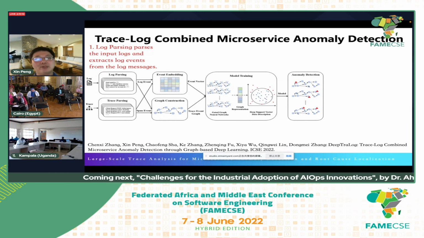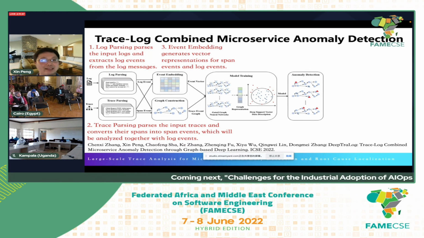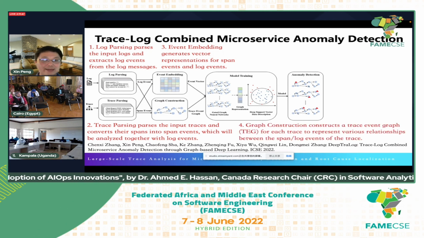Then we designed an approach for this kind of trace-log combined microservice anomaly detection. First, we will do log parsing. We will parse the input logs and extract log events from the log messages. At the same time, we will do trace parsing. We will parse the input traces and convert their spans into span events, which will be analyzed together with log events. Then we combine them together and do event embedding. Event embedding generates vector representations for span events and log events. Then we will construct a trace event graph for each trace to represent the various relationships between the log events and the span events of the trace.